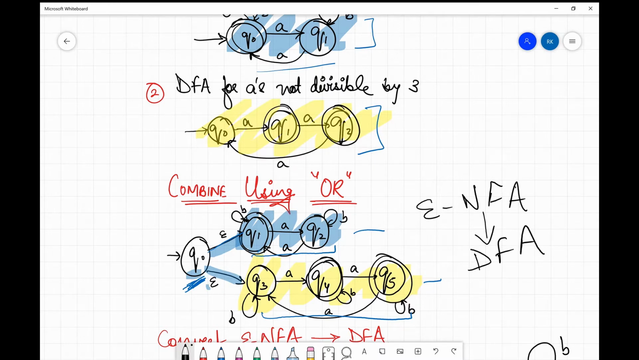As you can already see, I have uploaded a video for this procedure, how to convert an e-NFA to DFA. You can please go back to that and review the basics. That is a very basic concept of how to convert e-NFA to DFA, and I have shown the entire procedure with a very simple example. And now we are going to implement that using this particular case.